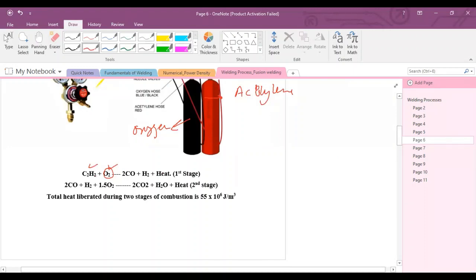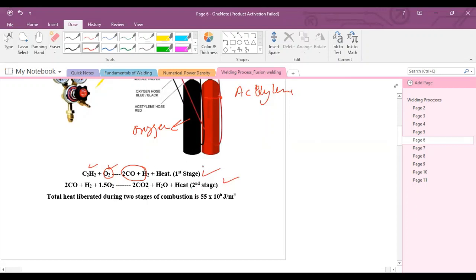This welding process occurs in two stages. Number one, acetylene reacts with oxygen. In the first stage, carbon monoxide gas and hydrogen gas form, and as a result, 448 kilojoules per mole of heat is produced in the first stage. In the second stage, this mixture of carbon monoxide and hydrogen gas is further reacted with 1.5 mole of oxygen, and as a result, carbon dioxide and water vapor are produced with the liberation of 848 kilojoules per mole of heat.